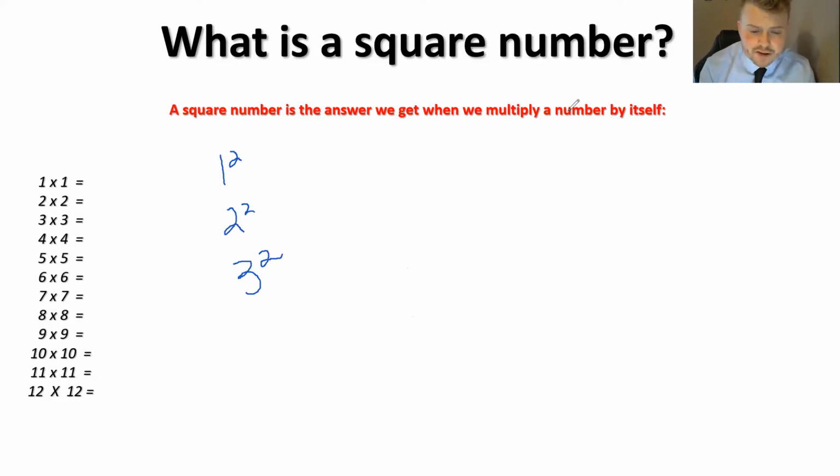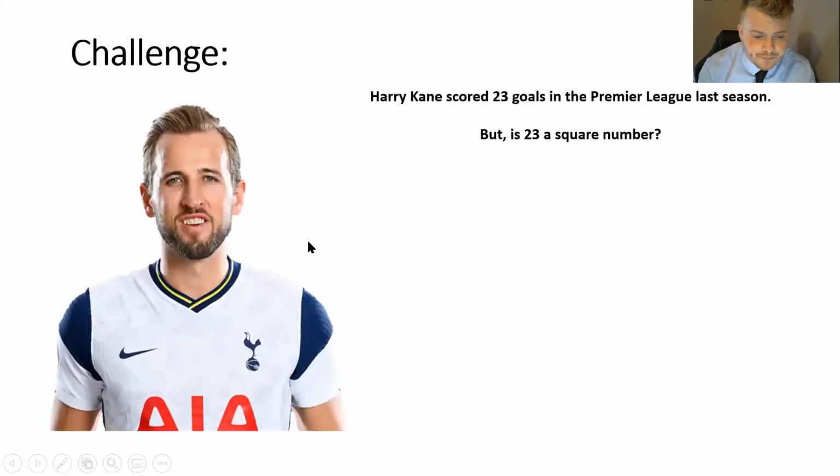When you have understood that bit, I've got a challenge for you. I can't tell if you can see my whole screen, because my camera's on the screen, and if I'm covering any of the writing, I do apologize. The challenge says: Harry Kane scored 23 goals in the Premier League last season, but is 23 a squared number? You've got to use some reasoning here. Is 23 a squared number? If yes, how do you know? And if no, how do you know?